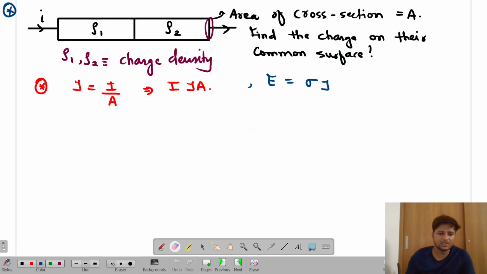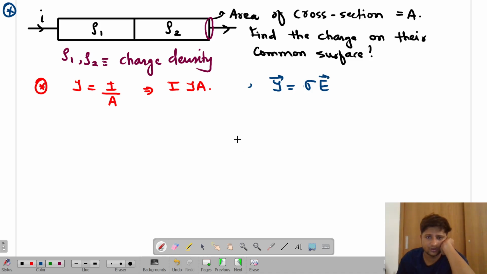Sorry, one minute. J is equal to sigma E, I had it opposite. So look over here: J vector is equal to sigma into electric field E vector. Are you able to get me or not? Now if I find the electric field, that means it is 1 by sigma into J. Are you able to get me or not?